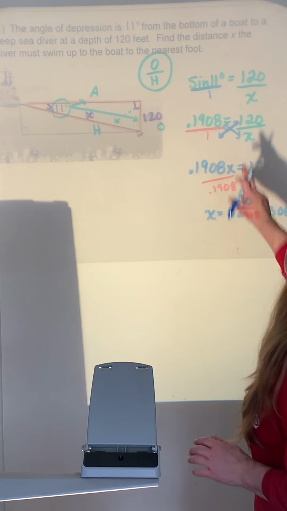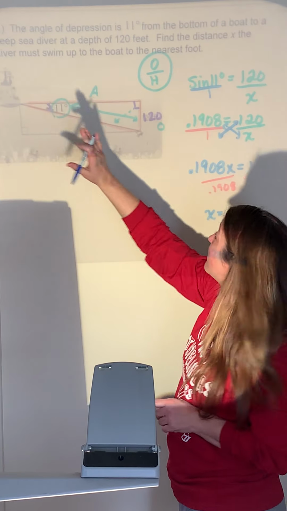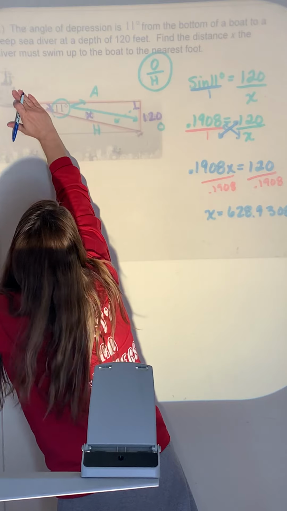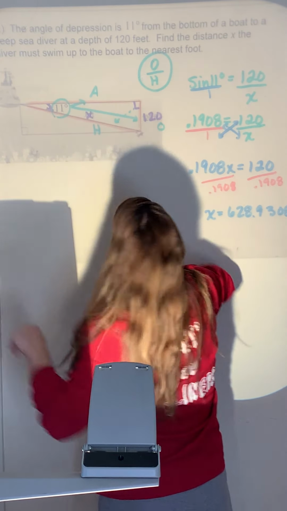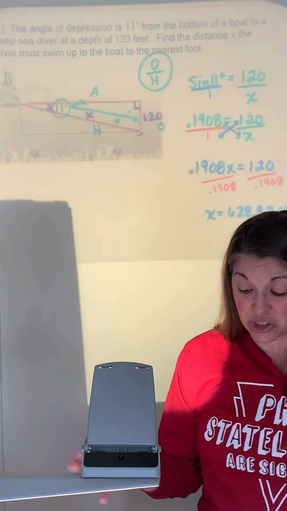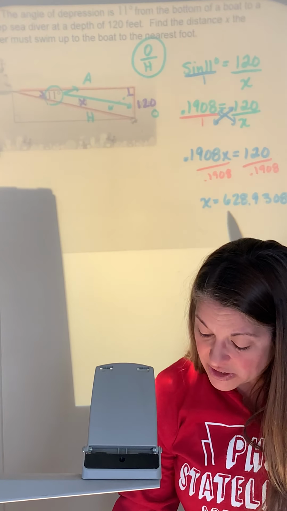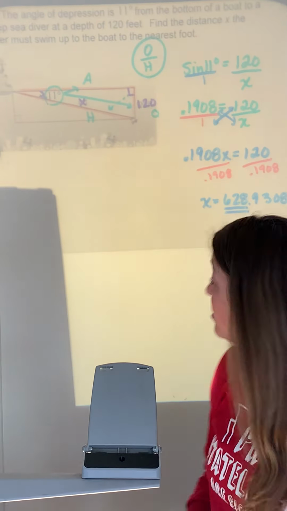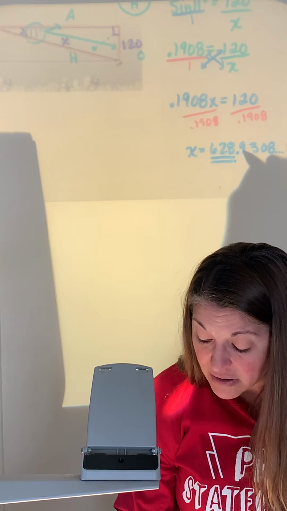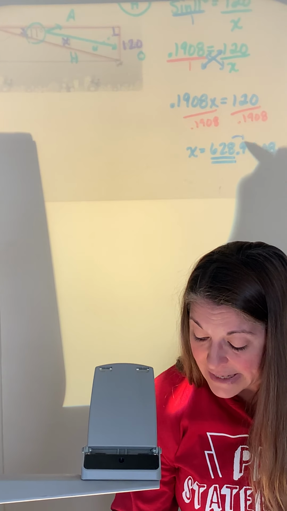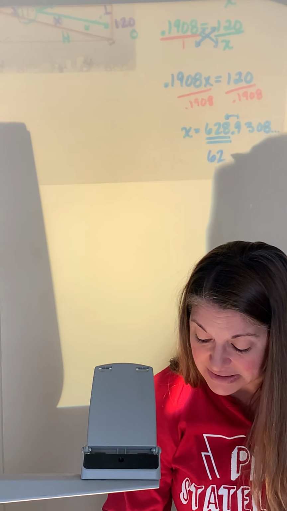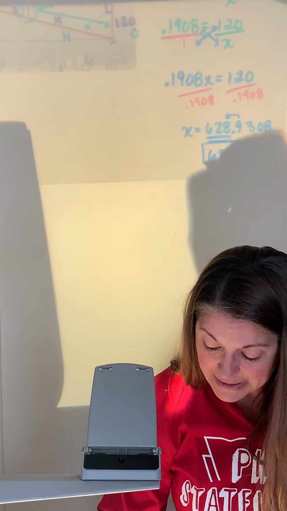Let me just reread what we got. It says, find the distance X the diver must swim. So here's our diver. How far should he swim to get to the boat? And we want it to the nearest foot. So that's basically them saying, I don't want decimals, just give me the number. So if you notice, we only want the whole number because we've got a 9 behind there. That must mean that this 8 is going to get bumped up to a 9. So it'll be 629 feet.